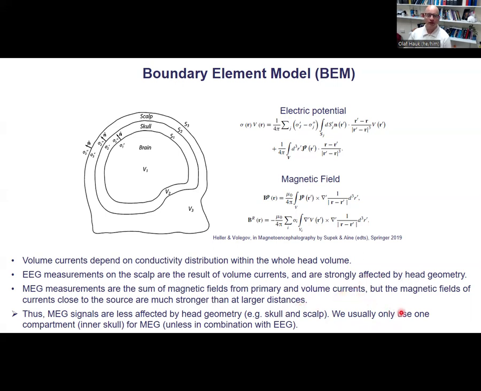And therefore, if you only have MEG data, then in some software packages, you would only use a BEM model that actually includes the inner skull. So you wouldn't even bother to use the other compartments. But for EEG, and especially if you use MEG in combination with EEG, then you should at least use these three compartments.